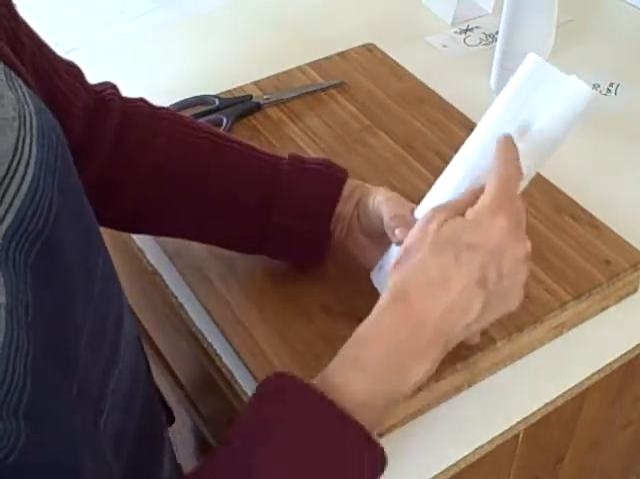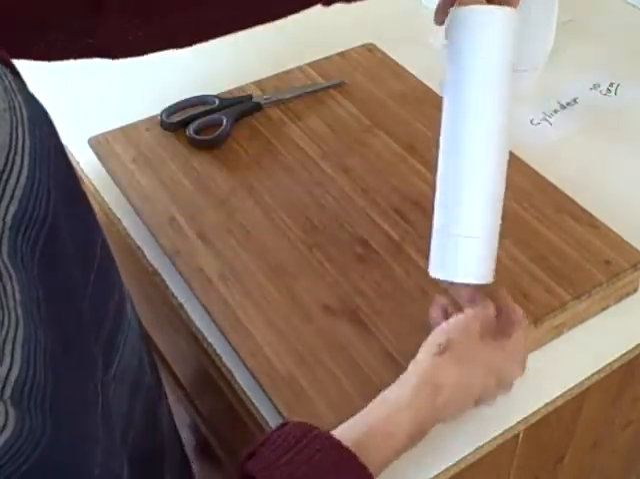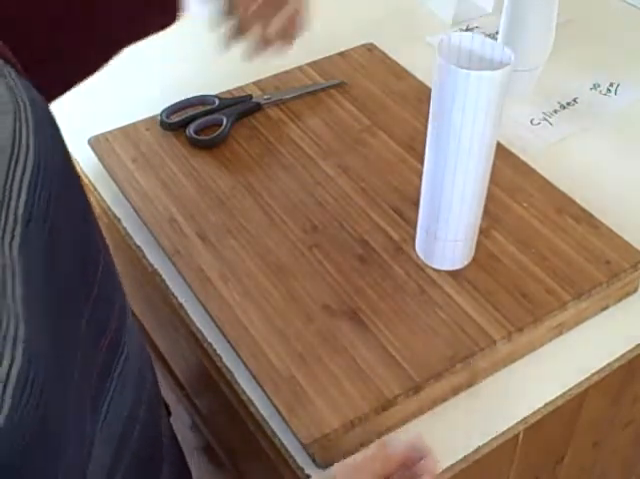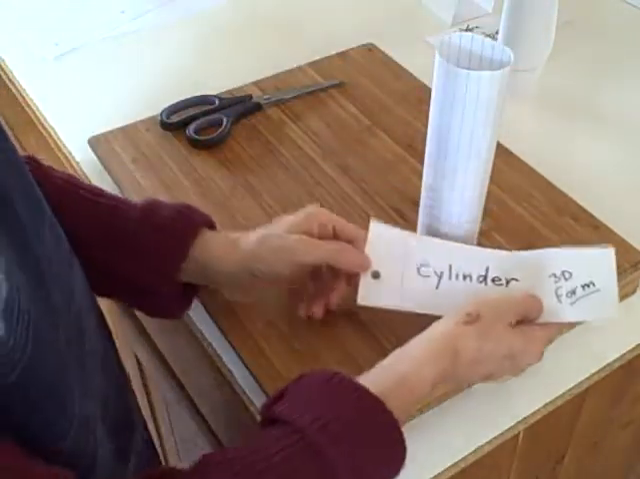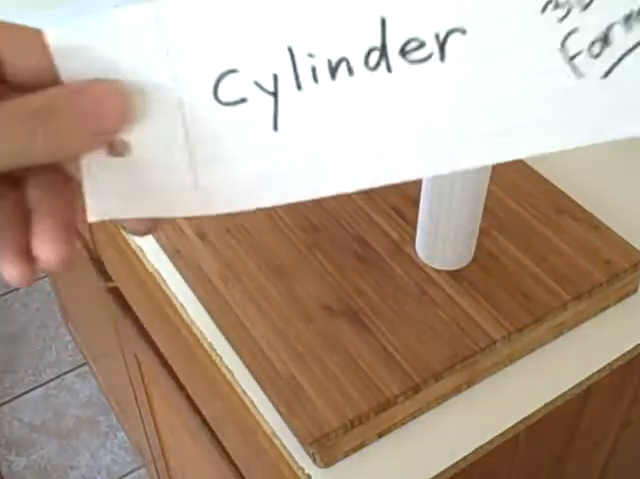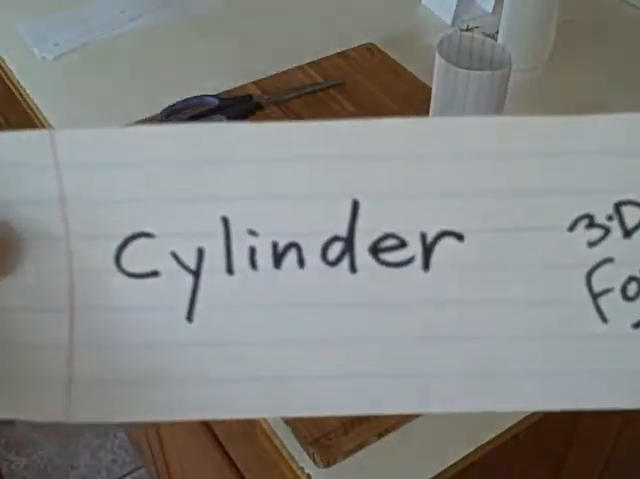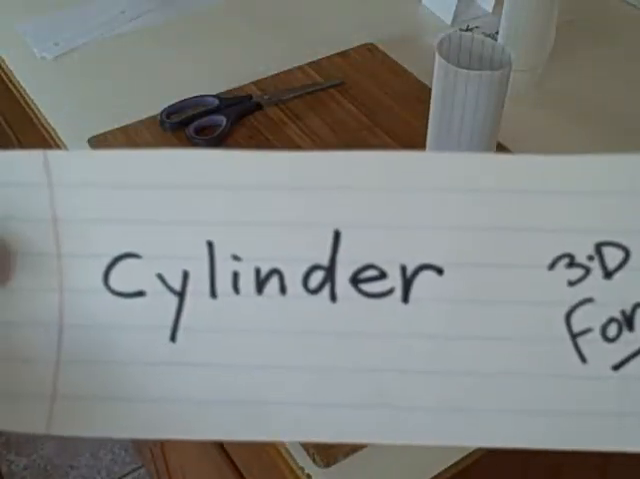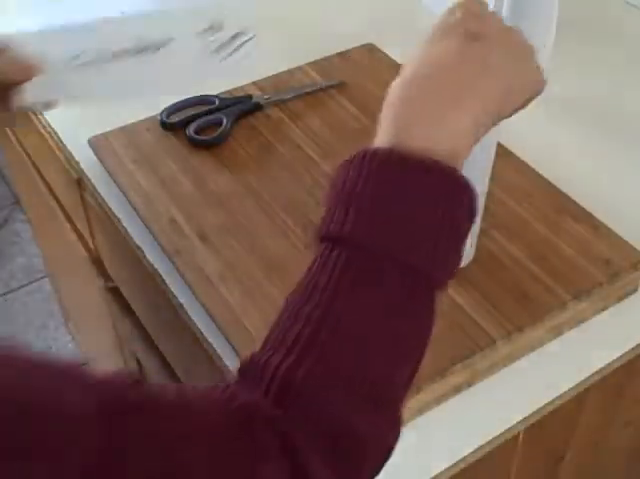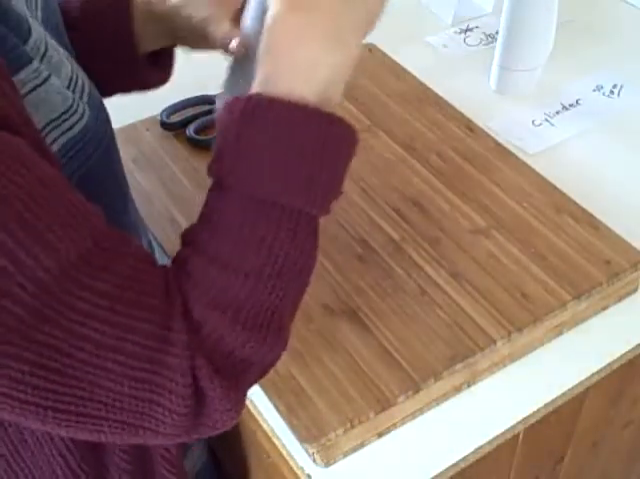Okay? You can put some tape here if you want to. You don't have to. And now you have a cylinder, which is a 3D form. You'll take a piece of paper and label it, just like the label I just showed you.